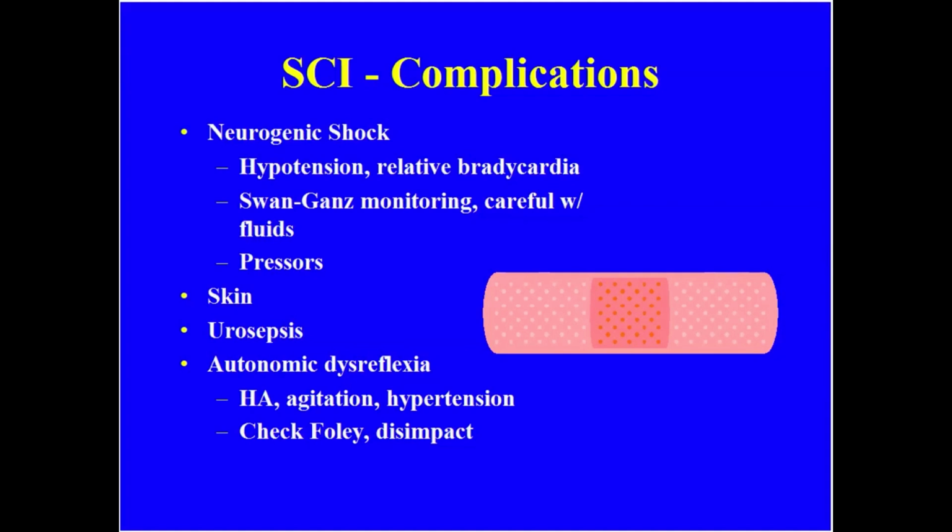Autonomic dysreflexia is another potentially fatal complication. And the classic thing is you get called by the nurse several days or even weeks after a spinal cord injury. The patient has a severe headache, they're agitated, they're hypertensive, and this is usually because of unchecked visceral stimulation. And the two things you need to do are check the Foley, if they have a Foley in, to make sure that it's draining, put a Foley in if they don't have a Foley in, and disimpact the patient. If the patient is constipated, stretch the rectum, and they can go into autonomic dysreflexia.